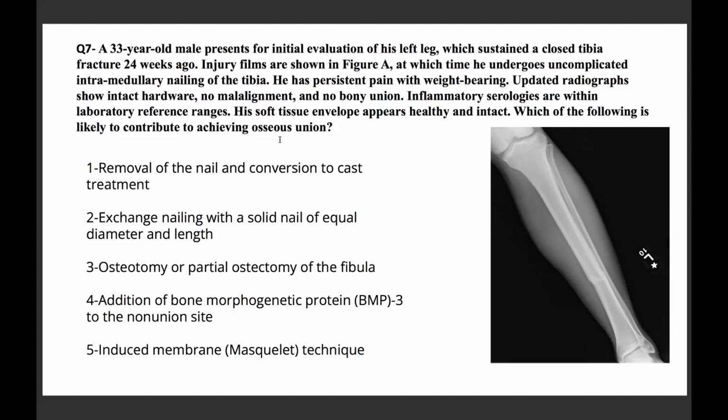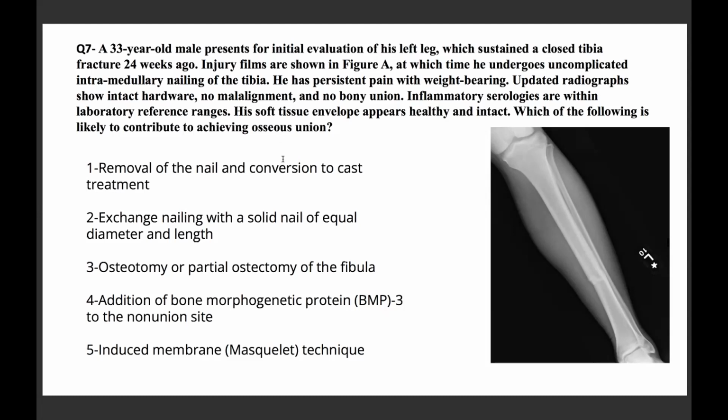Osteotomy or partial ostectomy of the fibula: this is an option that used to go with dynamization. Having a debate about dynamization, or thinking it's not the best option, suggests this is not really an option to begin with, especially if the nail was well fixed in place. Dynamization won't happen now. Addition of bone morphogenic protein BMP3 to the non-union site: I don't know what this factor is and if it actually exists. It might exist, but it's not used, not approved definitely. Muscular technique is for bone defects, so the only option here that could make sense is 2.